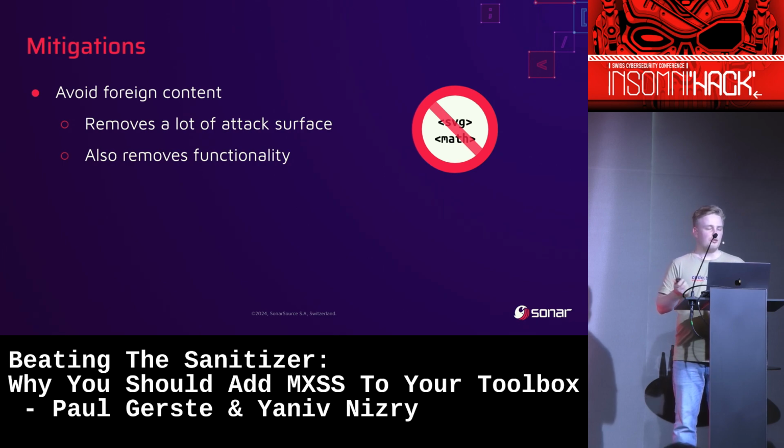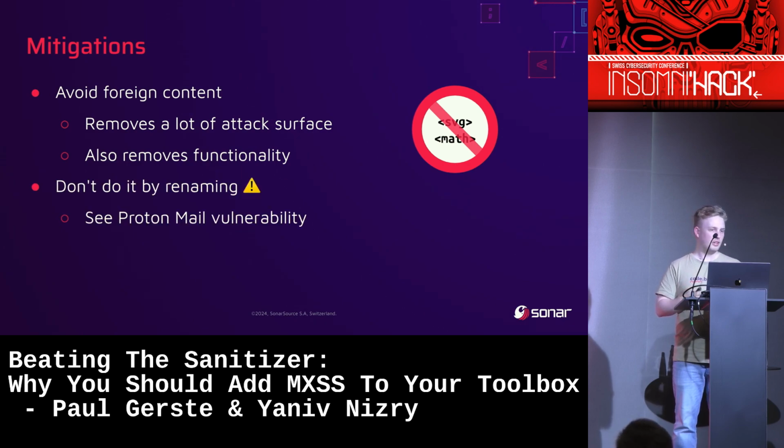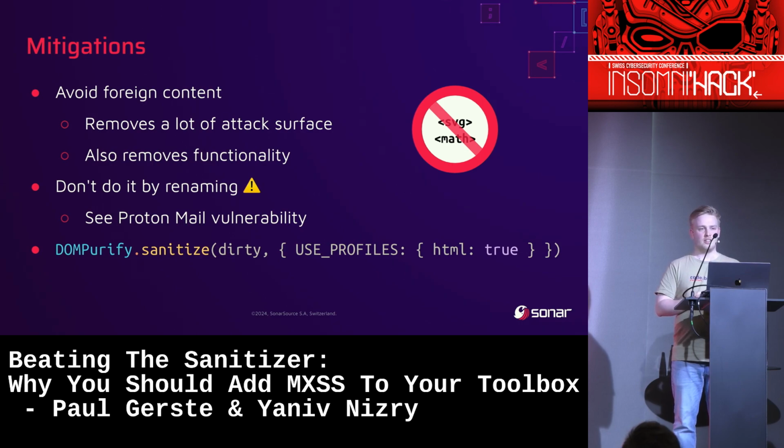So first of all, if you don't need them, just avoid foreign content altogether. No SVG, no MathML, because this removes a test surface. We've seen in almost all of the exploits we've shown you the use of some quirks of the foreign namespaces. So if you can handle this removed functionality of not supporting SVGs and not supporting fancy math markup, then just avoid them. And of course, don't do it by just renaming an SVG element. We've seen in ProtonMail and also in Mailspring that that's not the best idea. Instead, you should tell your sanitizer, which hopefully is DOMPurify, to support only HTML namespace elements, and you can do it like this.